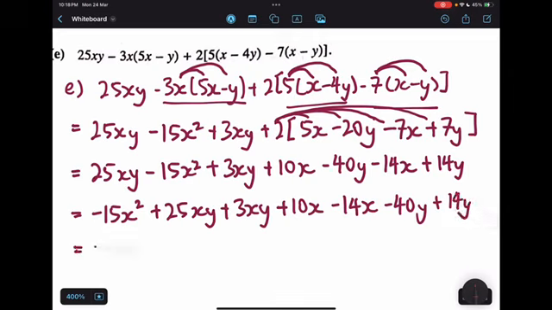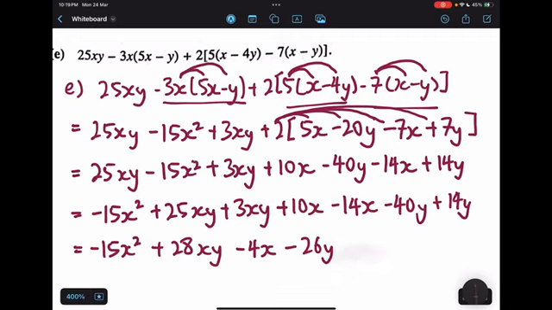Alright, simplifying this, what I have is negative 15x squared plus 28xy minus 4x minus 26y. And this is my answer for question E.